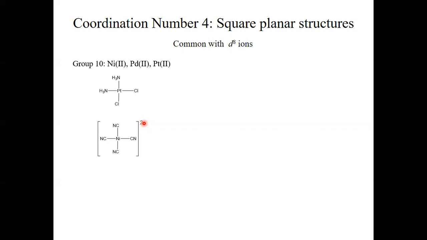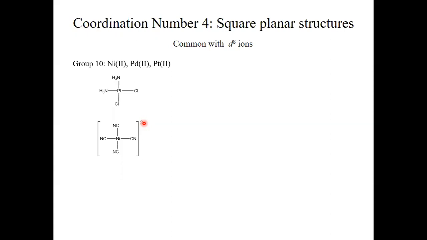So we can, for instance, go from group 10 to group 11. In group 11, we have copper, silver, and gold. So now, how many electrons do we need to remove from copper, silver, and gold so that we get a d8 ion? 3 electrons. Yeah, 11 minus 3 gives 8.